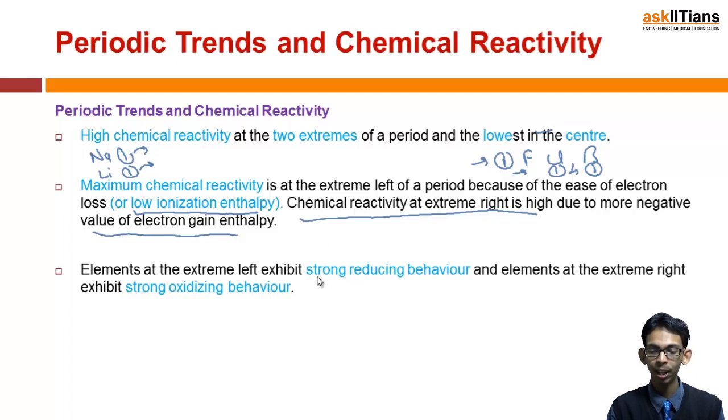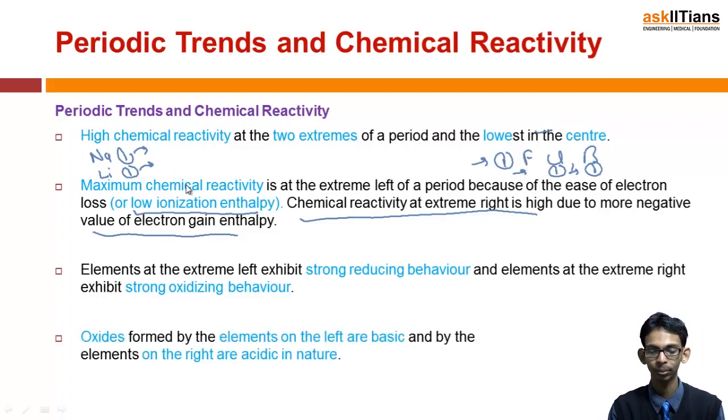Elements at the extreme left exhibit strong reducing behavior. Actually, these are strong reducing agents. Why? What are reducing agents? Reducing agents are those which get oxidized themselves and reduce others. So these release electrons, that means they get oxidized and they help others to get reduced. So they are strong reducing agents. While those on the extreme right, that means non-metals, are strong oxidizing agents. As they accept electrons, they get reduced themselves and help others to oxidize. So they are strong oxidizing agents and these are strong reducing agents.